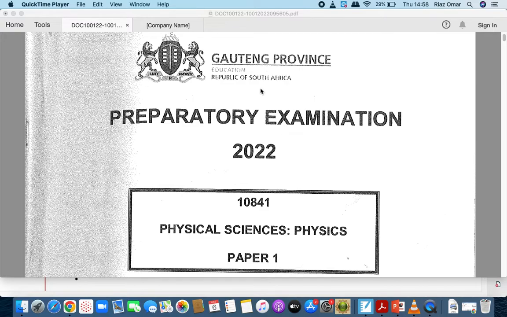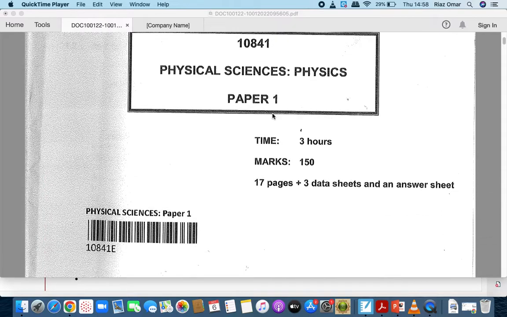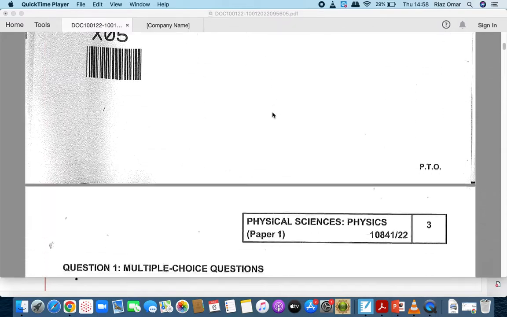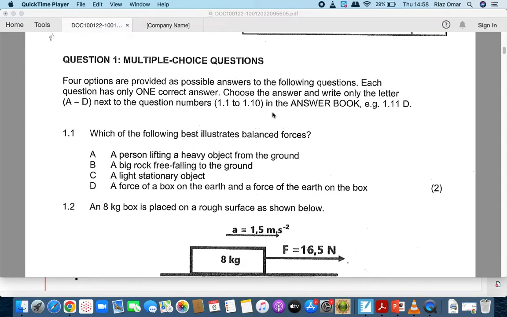Today we'll be looking at the preparatory exam of 2022. If you go through the questions, we'll begin at question 1, which is multiple choice. Question 1.1, we read, which of the following best illustrates balanced forces? So balanced forces are forces that act on a single object.